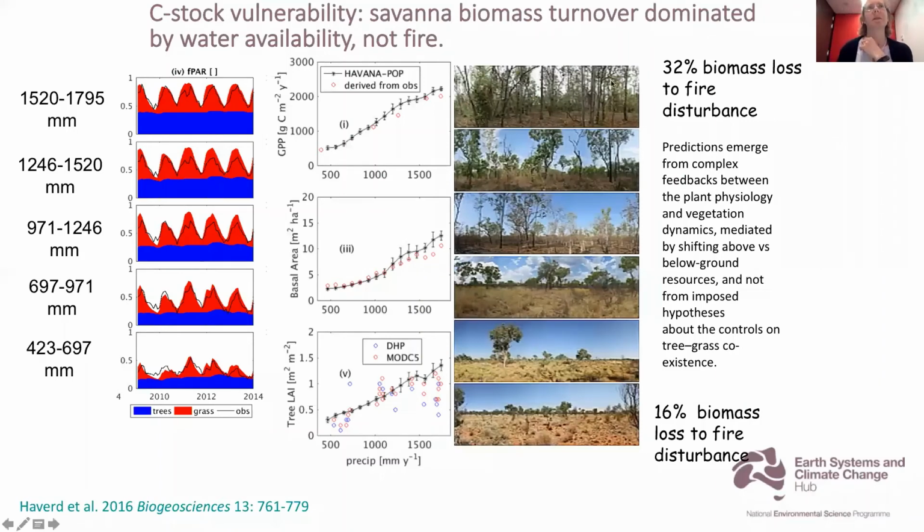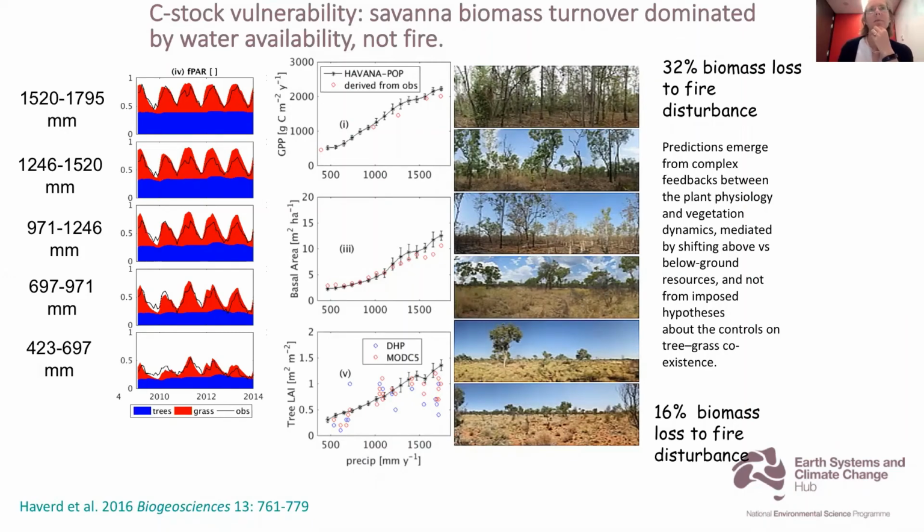And in this particular case, what we saw was when we looked at regions of different rainfall amount going south along the Northern Australian tropical transect from Darwin down to Tennant Creek, we found that we could attribute 32% of the biomass loss in a given year, in an average year, to fire disturbance at the northern end of the transect, where the fires are more frequent, and only 16% to fire disturbance at the southern end, with the balance being turnover due to resource limitation mortality.